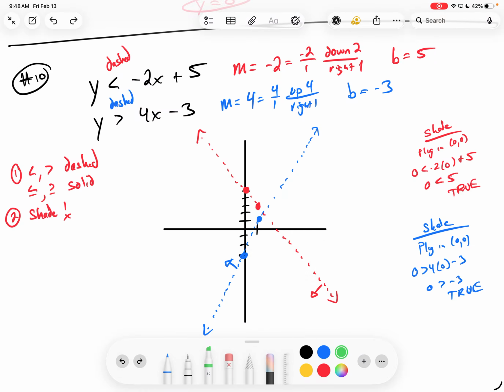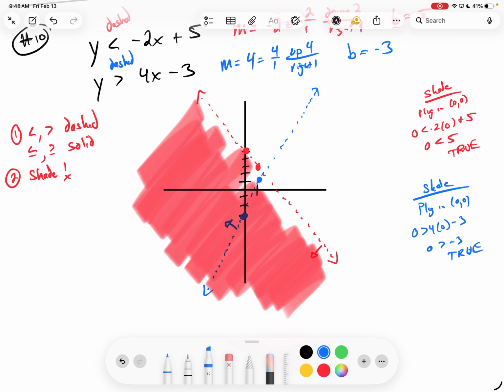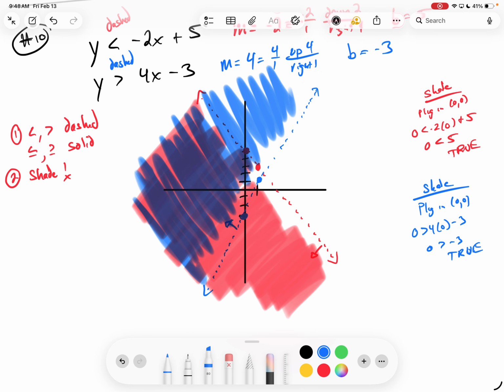And just because I'm on the iPad, let me show you this. What's your true answer here, and I may delete this in a second, is my red shades over here, my blue shades over here. So my answer is actually the intersection of the shading. Okay, my answer is actually this area right here.